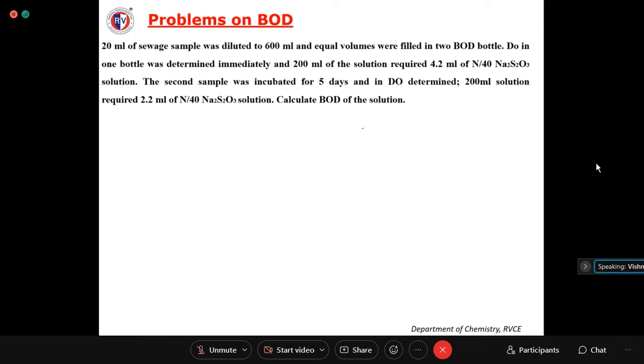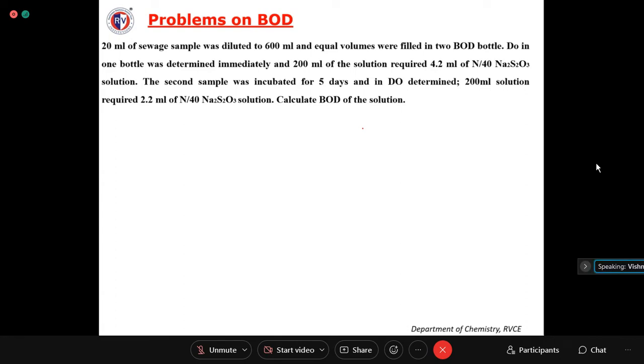You can see, for the DO determination, one bottle was determined and 200 ml of solution was taken and then titrated against standard sodium thiosulfate of N/40 normality. It consumed 4.2 ml. That means it is your day one. In day one, during the titration, the wastewater sample, which is one half, consumed 4.2 ml. The other half, I told, 300 ml, was separately kept. That is again kept in incubation.